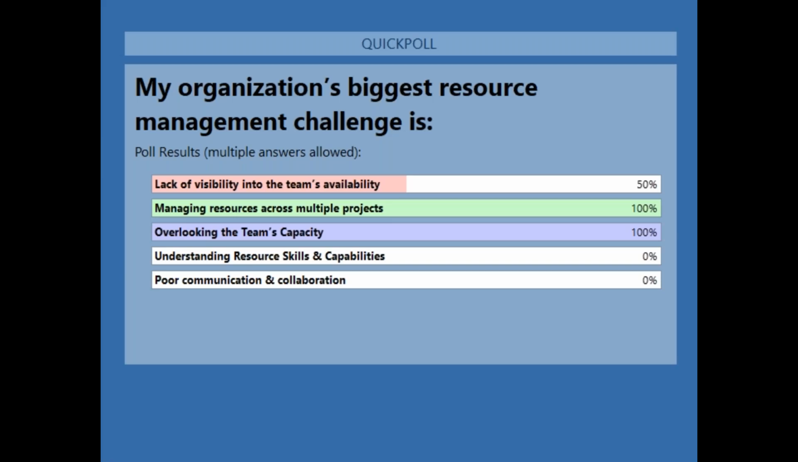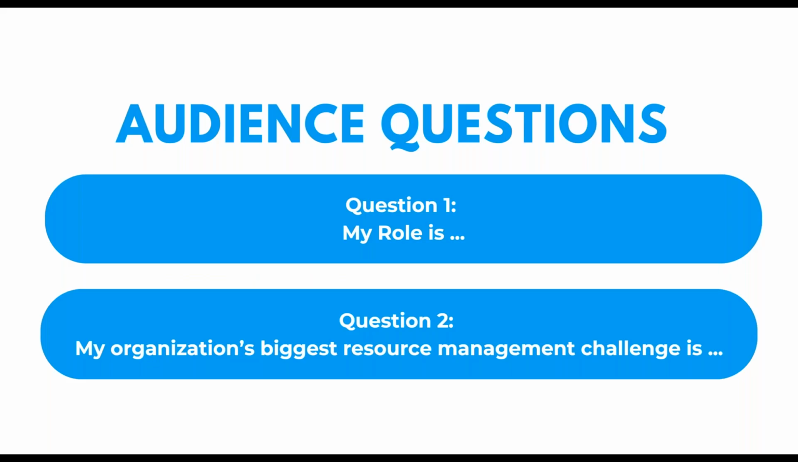It looks like we have sort of similar across the board. So lack of visibility into teams' availability, managing resources across multiple projects, and then overlooking the team's capacity are the common issues with our audience here today. So today we're going to be talking about the OnePlan Global Resource Planner. So I'm going to go ahead and hide these polls, and we'll continue on with the presentation. Thank you all for participating in those.